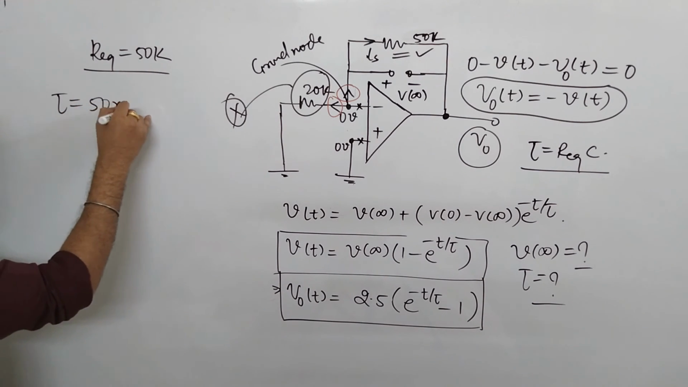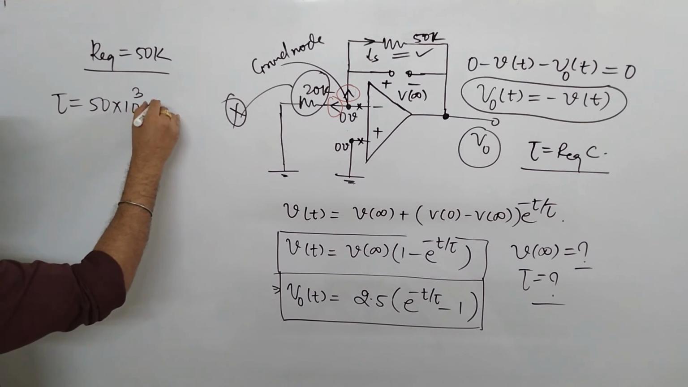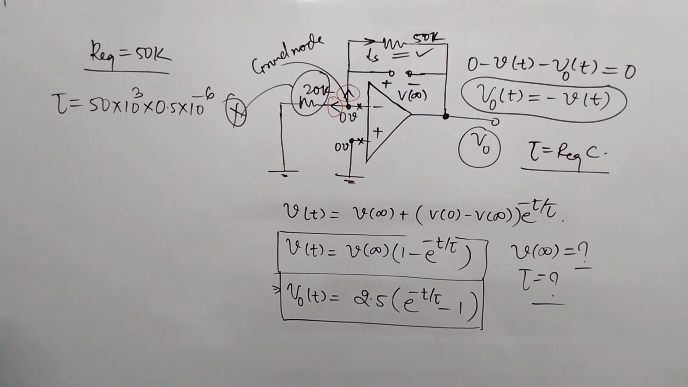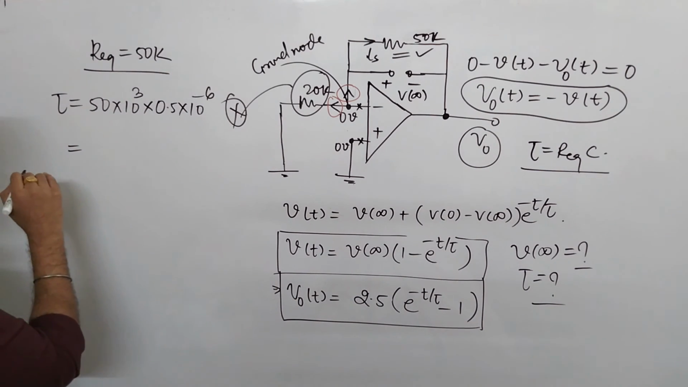So your tau comes to be R equivalent into C. What is C? It is 0.5 microfarad. Yes, it is 0.5 microfarad. Okay, so now can you find it?